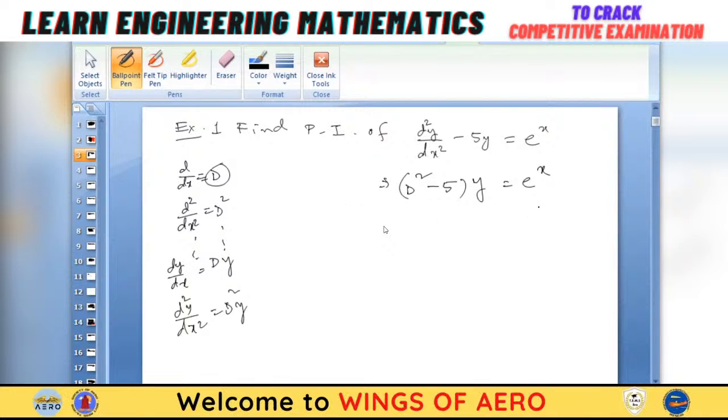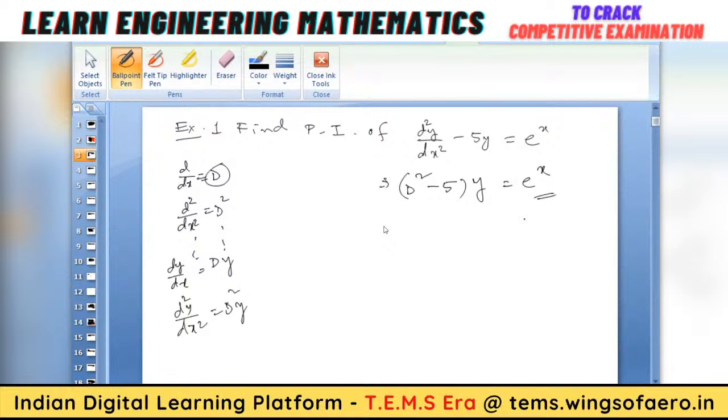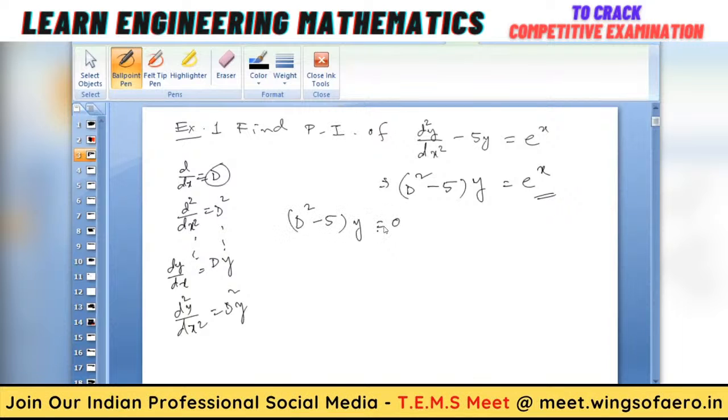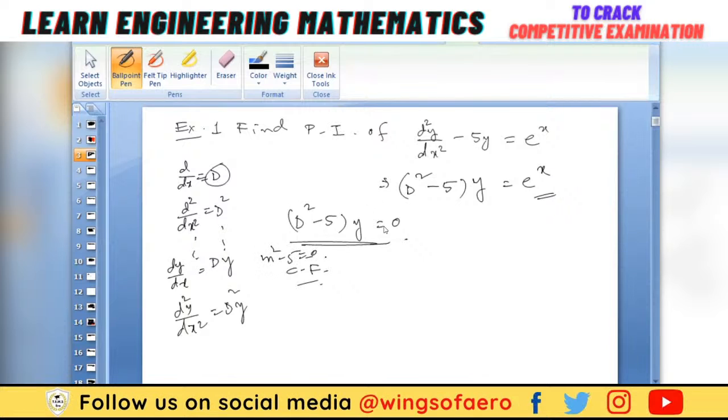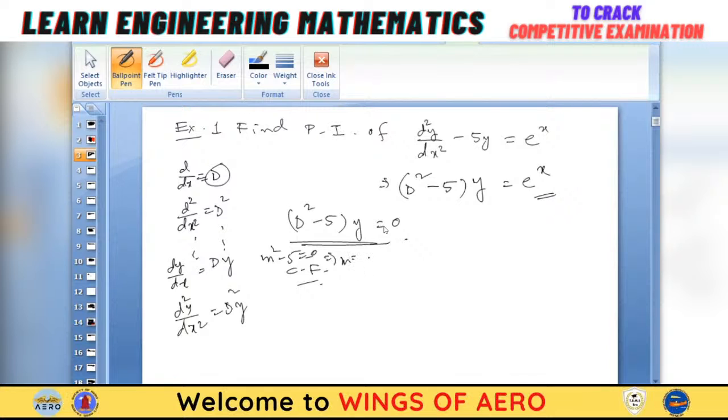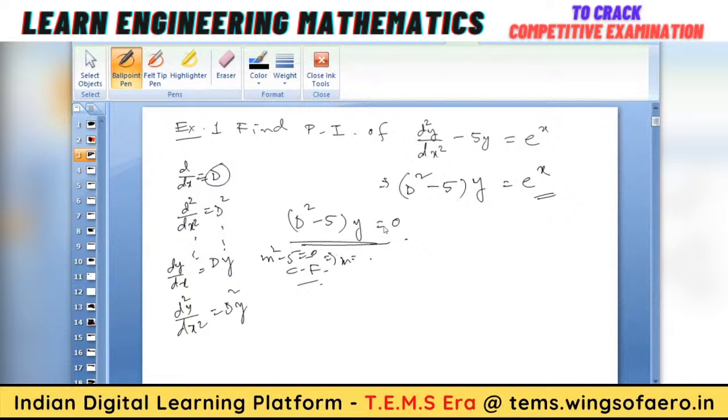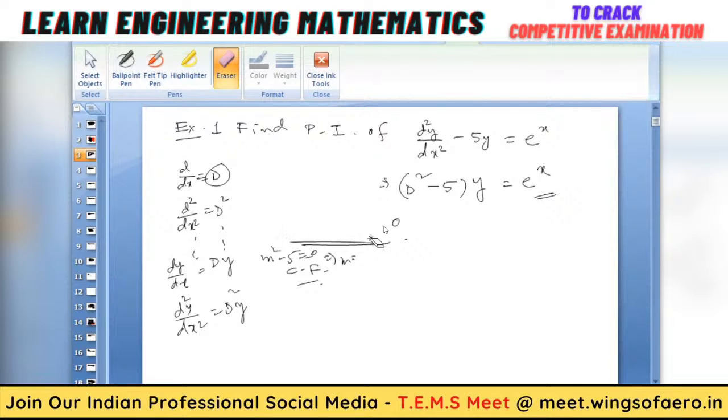If you want to find the CF, complementary function, then the right hand side should be equal to 0. That is, D square minus 5 into y is equal to 0. Consider this differential equation and you can find the CF by using those rules. Find the root: m square minus 5 equal to 0, so m equals plus minus root 5. Roots are different, so that will be the CF. But I'm not bothering about the CF today. I'm bothering about the PI today.